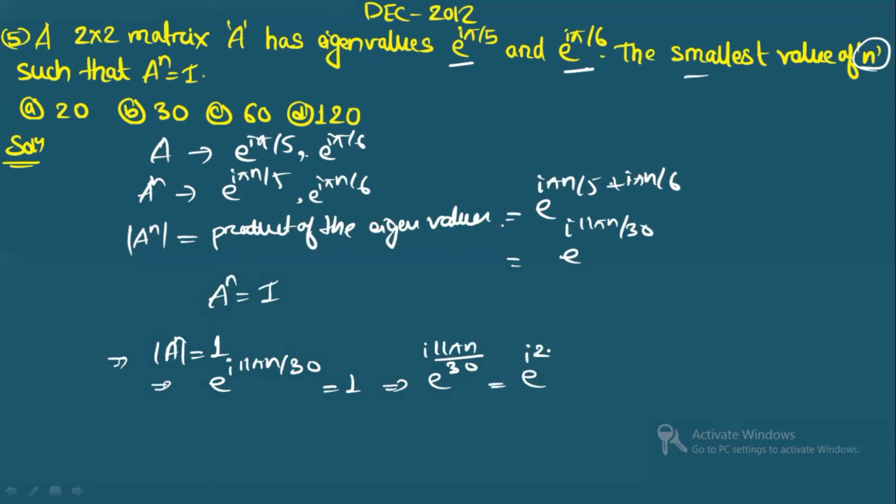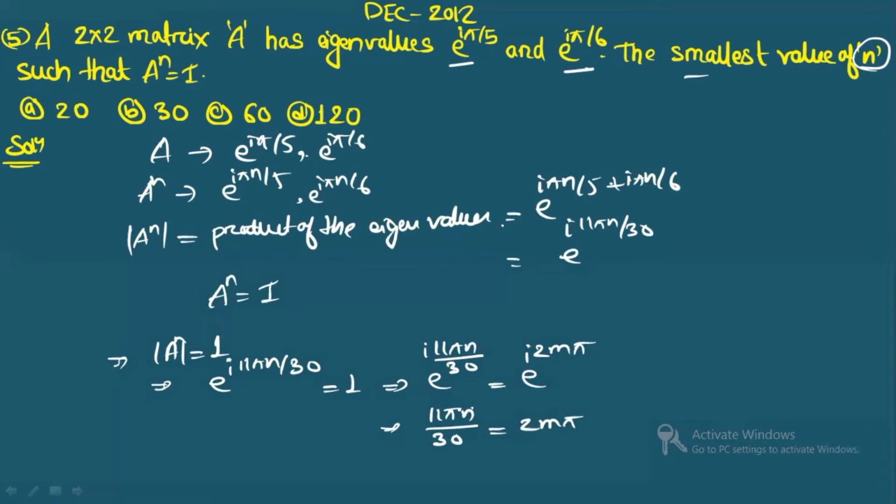E to the power i, I am writing it to be 2mπ. Okay. So when you compare the left-hand side and the right-hand side, what you will get is 11πn by 30 equals 2mπ. This is n and this is m.